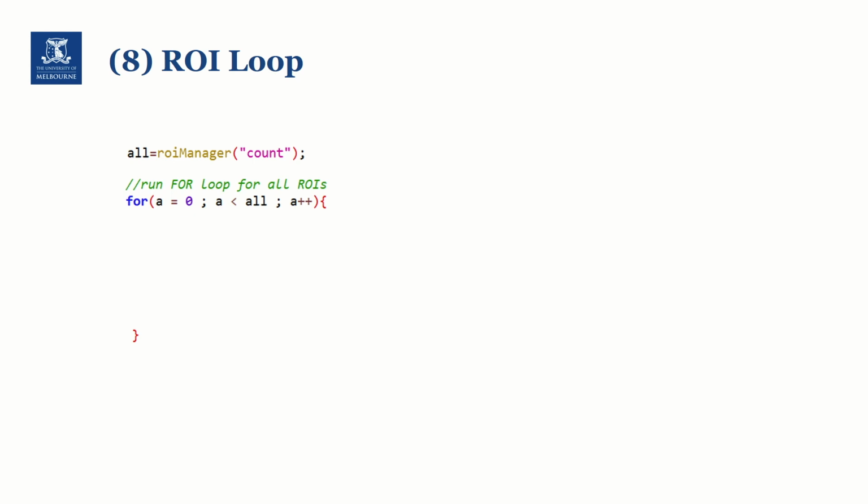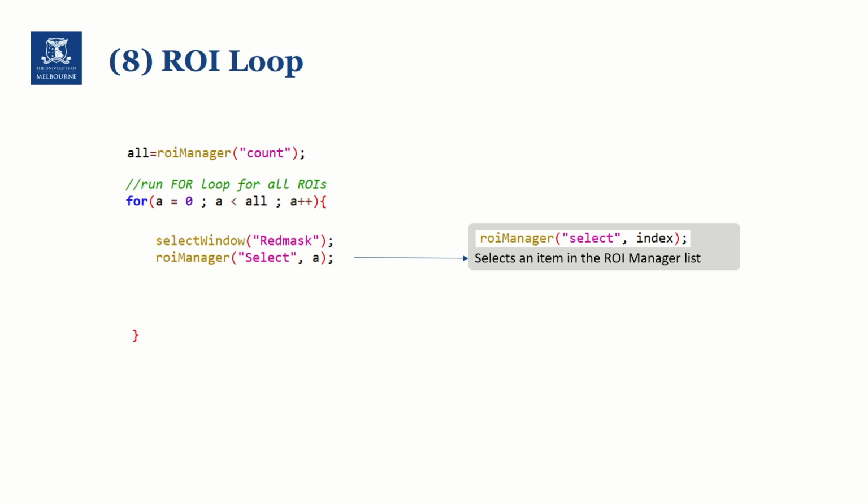So going back to our ROI loop, we will first select the red mask image and activate the first ROI selection using the ROI Manager function with the option string as select and specifying the index as A. This option will select an item in the ROI Manager list, and the ROI index will start from 0, so we can use our loop counter A as is. Then from that selection, we will measure the max intensity.